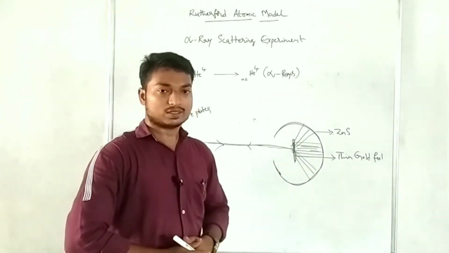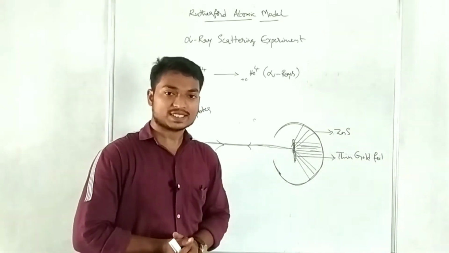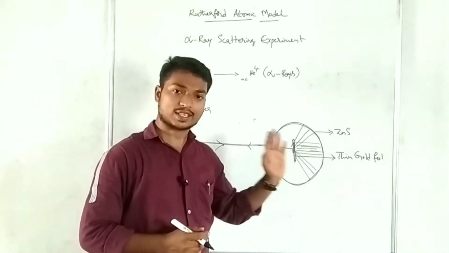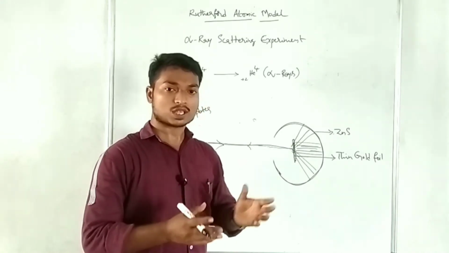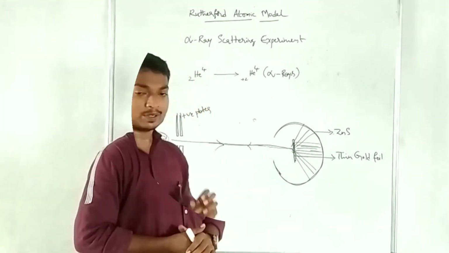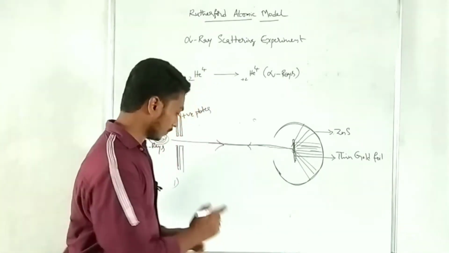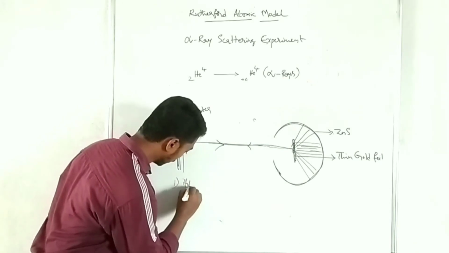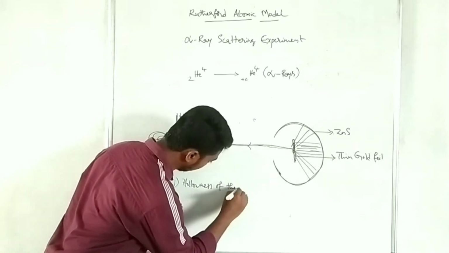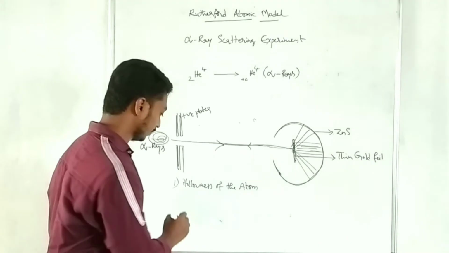Rutherford concludes that in the atom, most of the place is empty. Most of the rays were going through without any deviation. That means most of the place in the atom is empty. Most of the atom is homogeneous. Why? Because most of the rays were going through without any deviation.